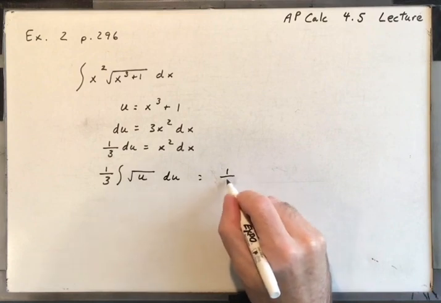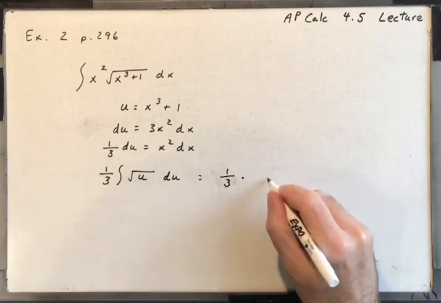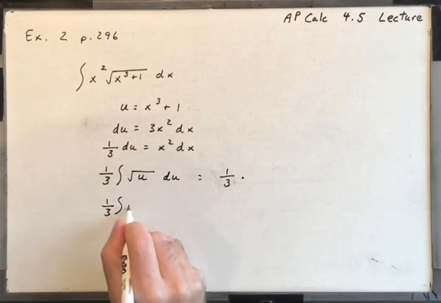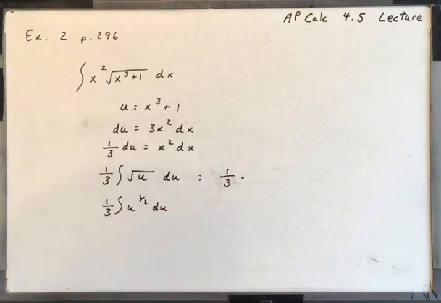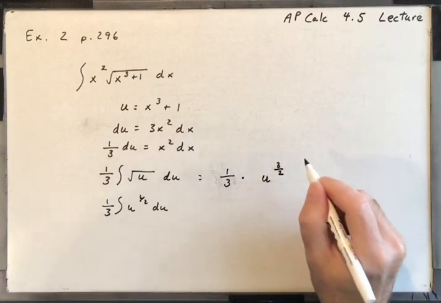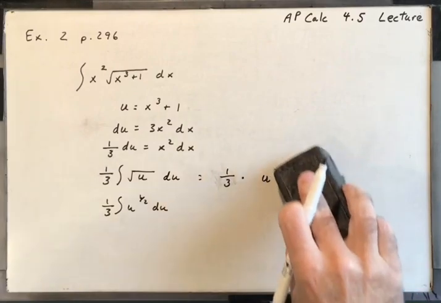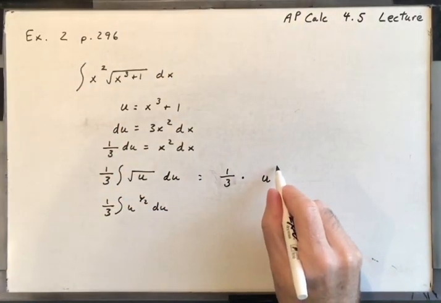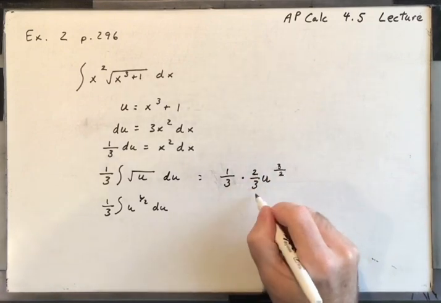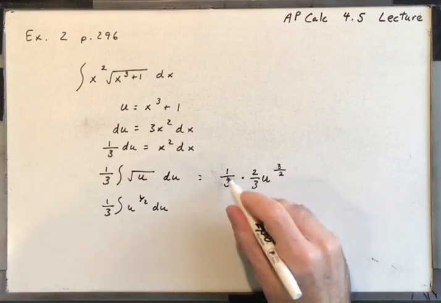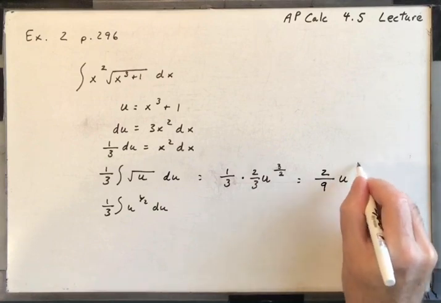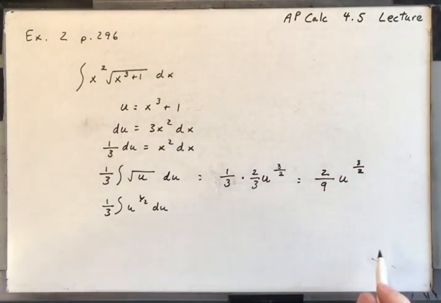So we don't want to forget about that 1/3 out front. And this is u to the 1/2, right? I'll rewrite it again. So that's going to be u to the 3/2. It's very hard to see that 3/2. You get a little smudgy. But I need a 2/3 out front. 3/2 times 2/3 would be 1, and then subtract 1 to 3/2. But we've got to multiply by the 1/3. So that's 2/9 u to the 3/2 plus c.